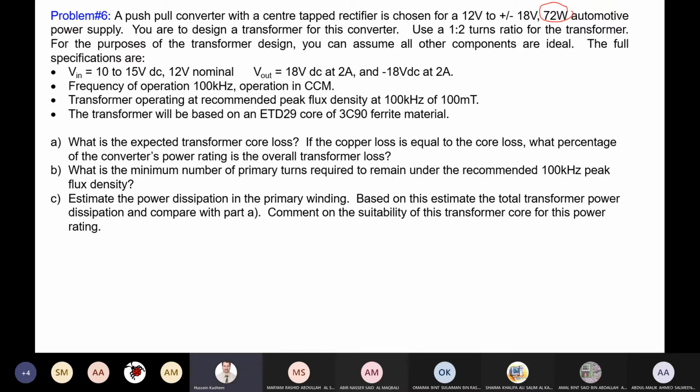The second part, he asked me, what is the minimum number of primary turns required to remain under the recommended 100 kilohertz peak flux density? You remember there is a formula. I talked about it last session. Delta B max equals voltage over N1 times frequency. You remember this. N1 is what I'm talking about, the number of turns.